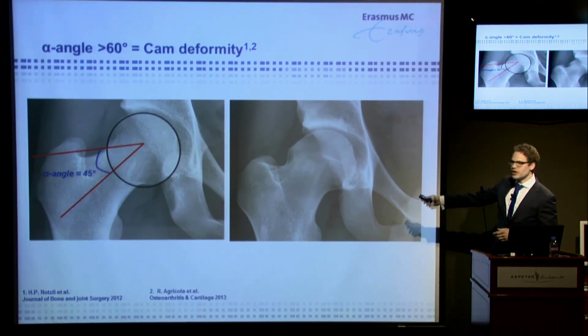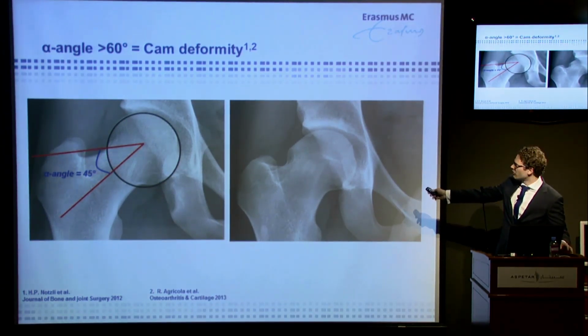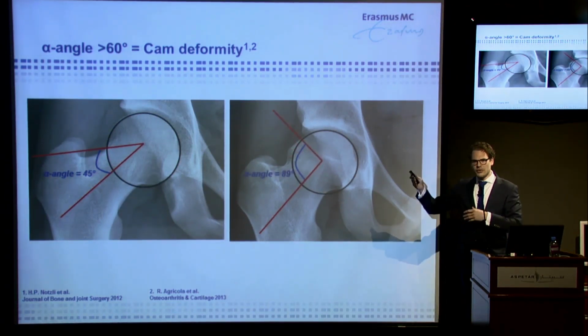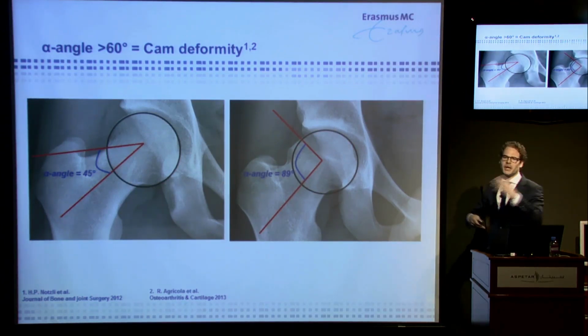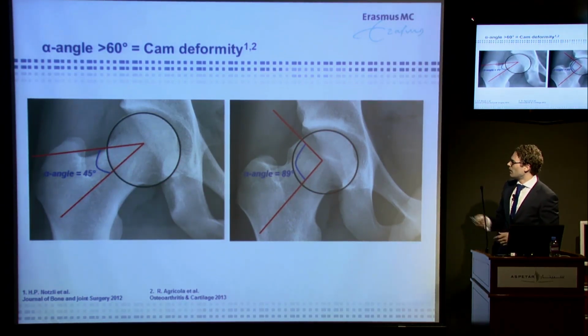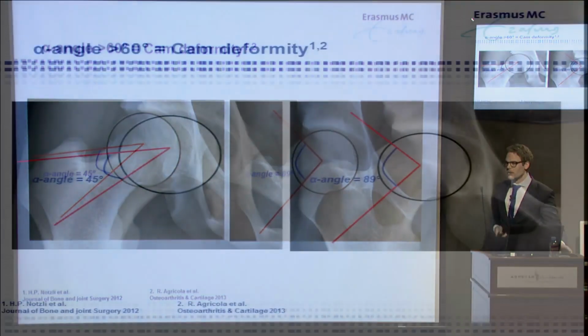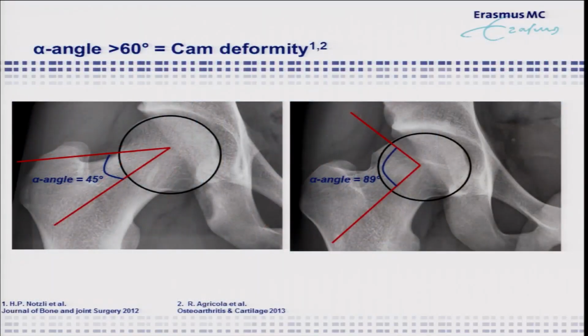And here on the right side, in a hip with an aspherical femoral head with a cam deformity, the alpha angle becomes higher. So the bigger the cam deformity, more or less the bigger the alpha angle. And we define the presence of a cam deformity by an alpha angle higher than 60 degrees.